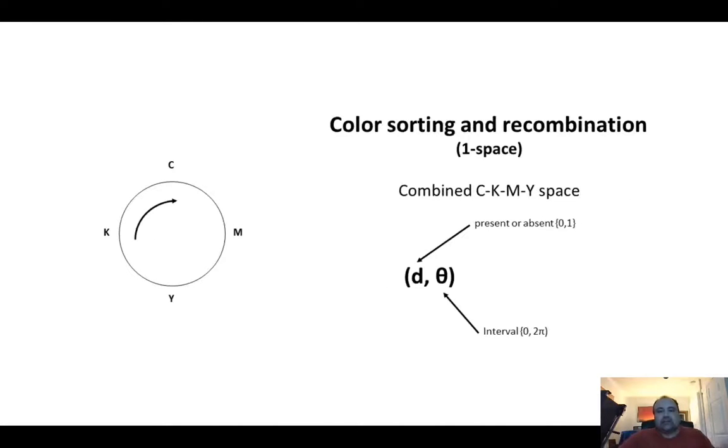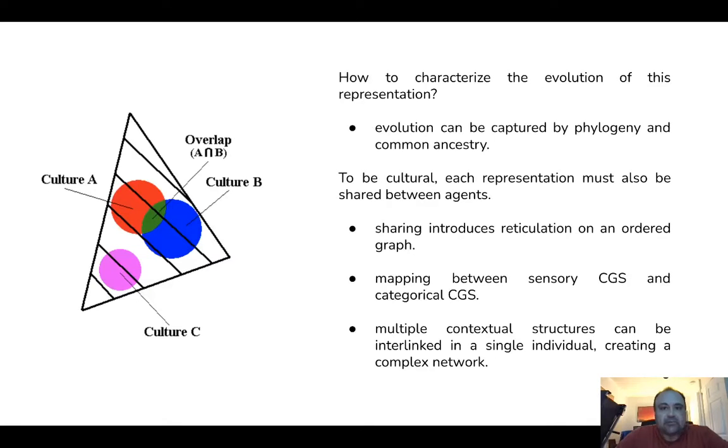So this, I'd say agent because it could be a computational agent, or it could be a model of what a human is doing, or another animal that you specify. So it's a flexible paradigm. So how do we characterize the evolution of one of these representations?